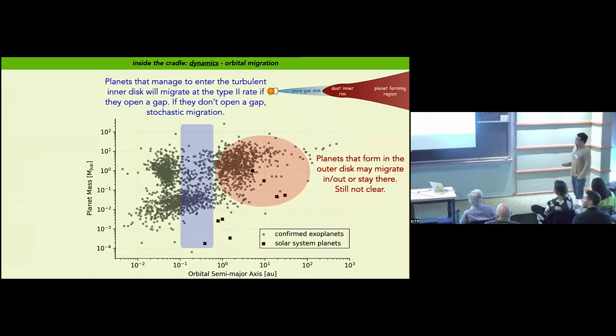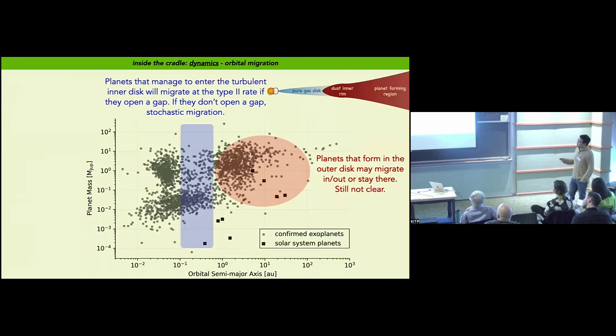Many planets that manage to enter the turbulent inner disk, so this part, will migrate at the type 2 rate because they are opening a gap, as I showed earlier. They are massive enough, okay? So they will migrate pretty fast. Again, type 2 migration is known to be slow, but at 1 AU, 0.1 AU, they don't take too long. So they will just migrate inward quickly, within 1,000 years or something like that.